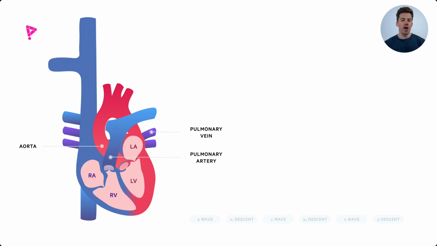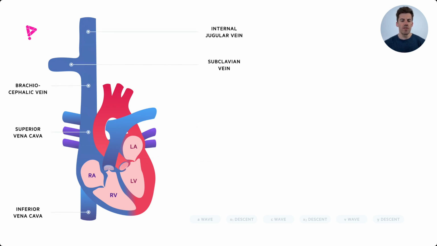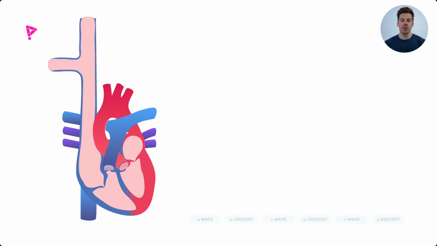So here we have a nice diagram of the heart showing all the heart chambers, the pulmonary vein, pulmonary artery and aorta. Looking at some more labels, we can see the internal jugular vein, our site that we want to look at, the subclavian vein, how they join together to form the brachiocephalic vein, the superior vena cava, which then enters into the right atrium, and below we see the inferior vena cava. Now let's think about how that waveform is constructed.